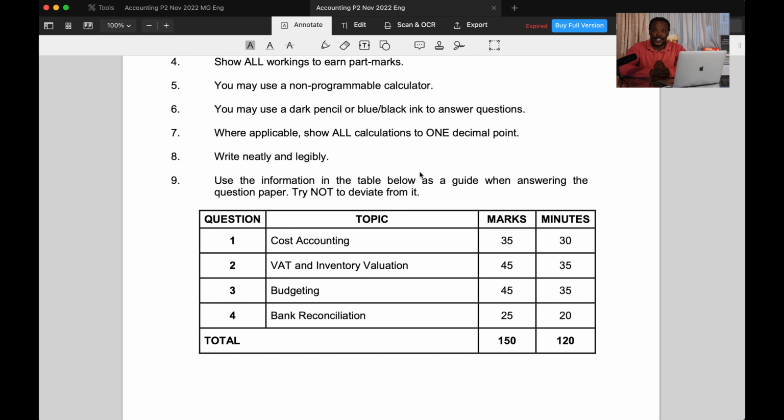Question 1, cost accounting. Remember, we are still on that concept of taking advantage of free marks. Paper 2 is too technical, and you can play around and make sure that you take advantage of these marks. Without any further waste of time, let's look at question 1, cost accounting.